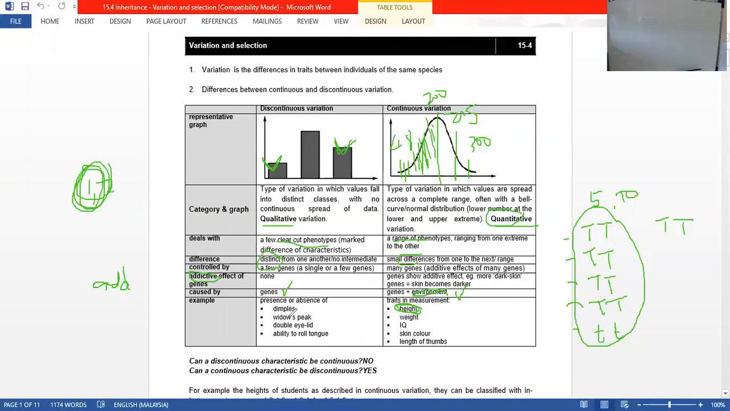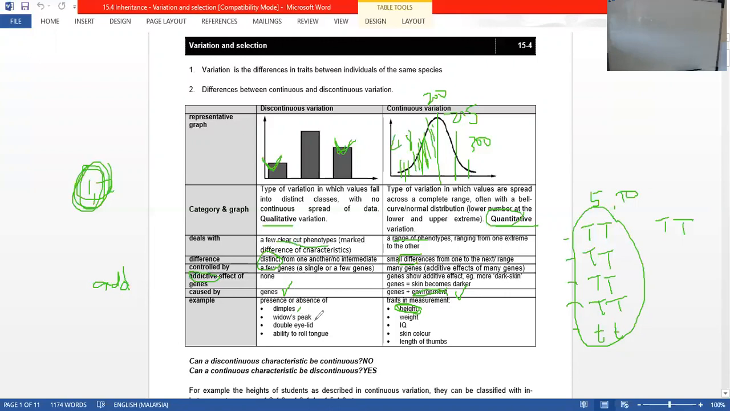This one is caused by gene only. For example, blood type. You are either blood group A, blood group B, blood group O, or blood group AB. If you are born blood group O, no food that I feed you or no exercise or activity that you do can change your blood type. Once you are born blood group O, you are blood group O. You cannot change. It's the same for this. You have dimples means you have dimples. No point going and trying to smile this way, that way to have dimples.